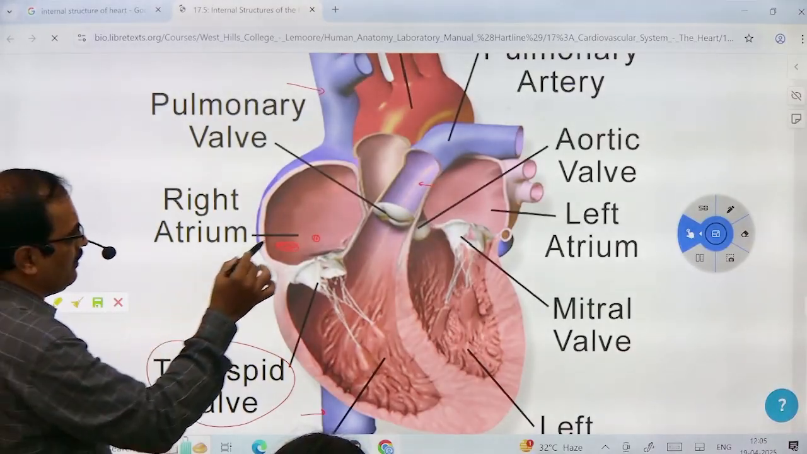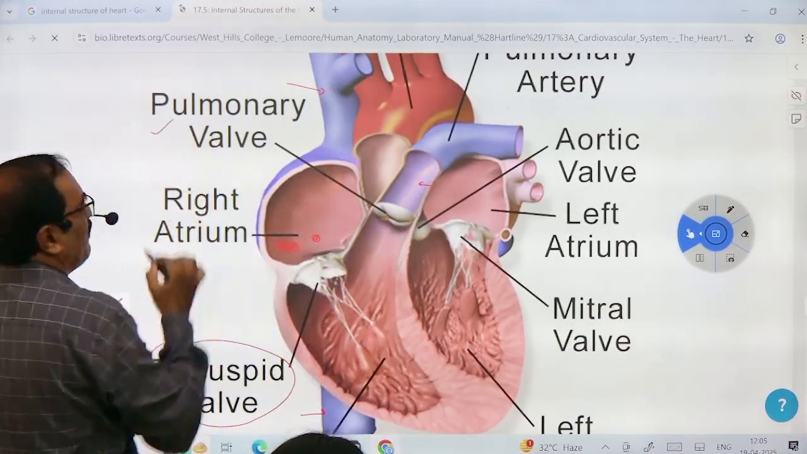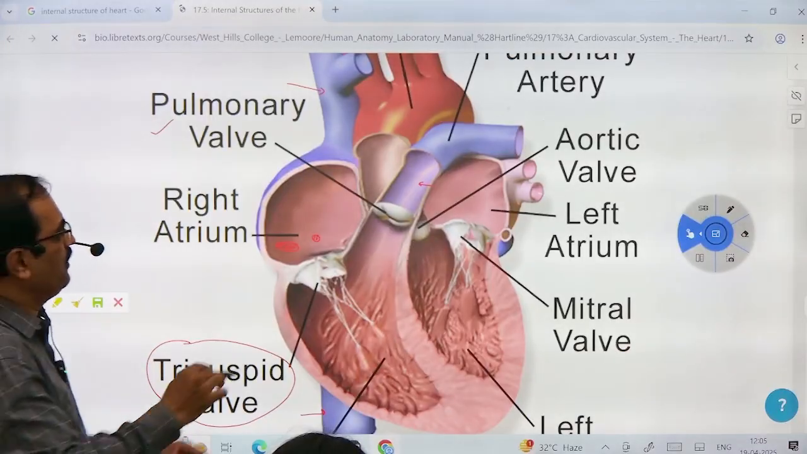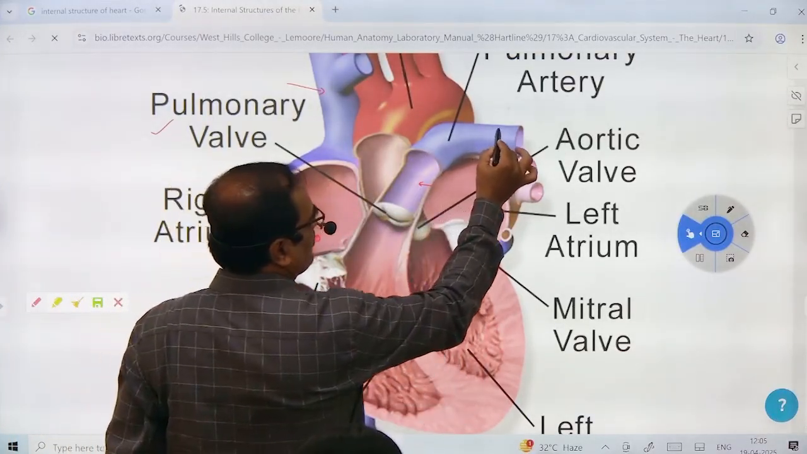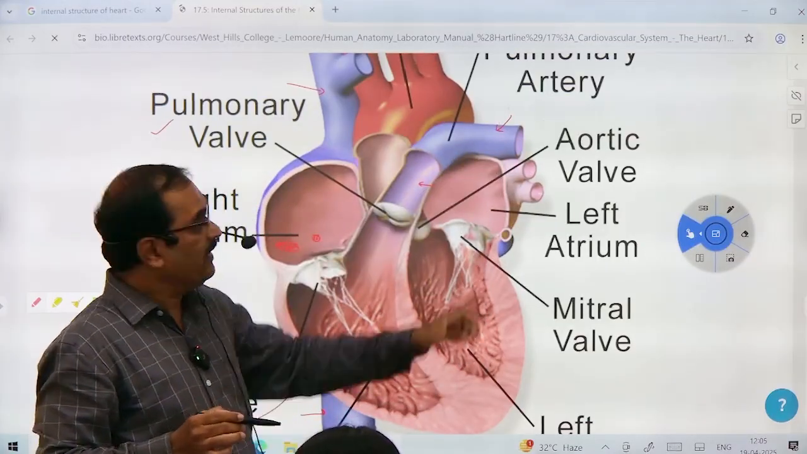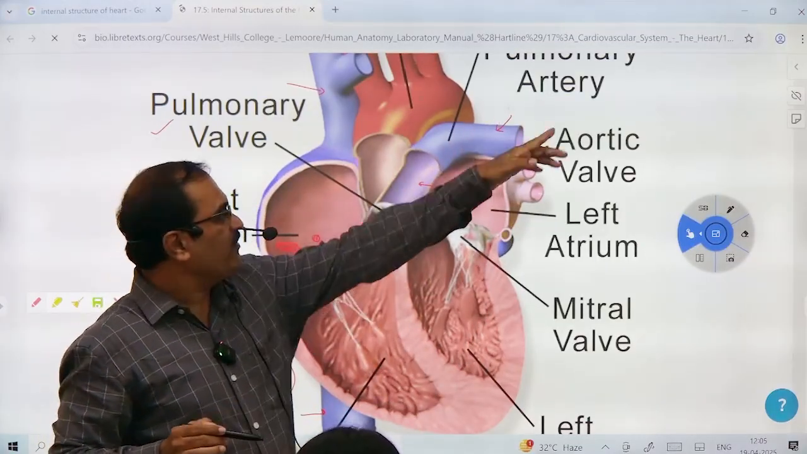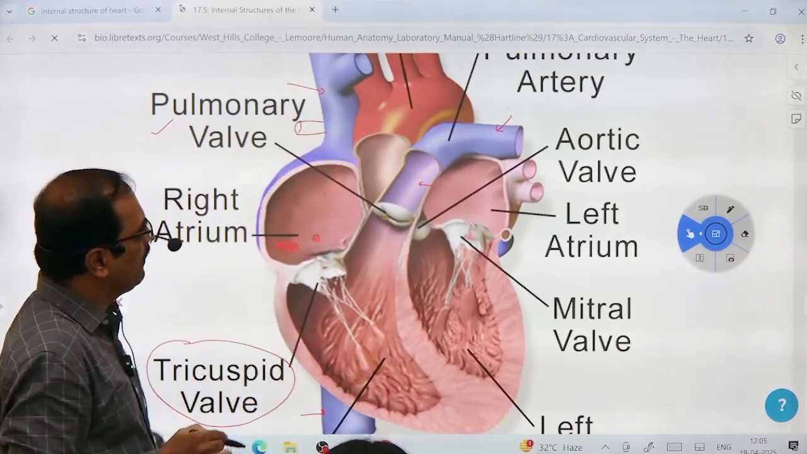Then from this right ventricle blood enters into what is this? Pulmonary trunk. And name of the valve present at the base of the pulmonary trunk? Pulmonary semilunar valve. Then this pulmonary trunk divides into two branches. Which are these? What is this? This one? It is not right, it is left. Left pulmonary artery and right pulmonary artery.